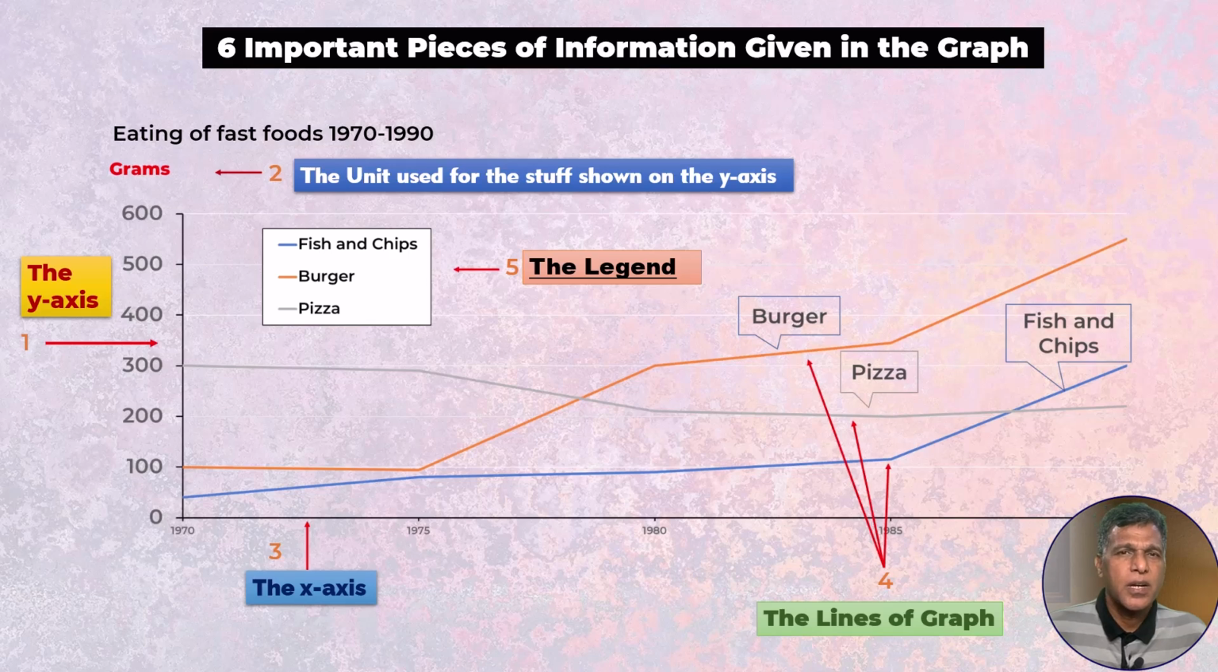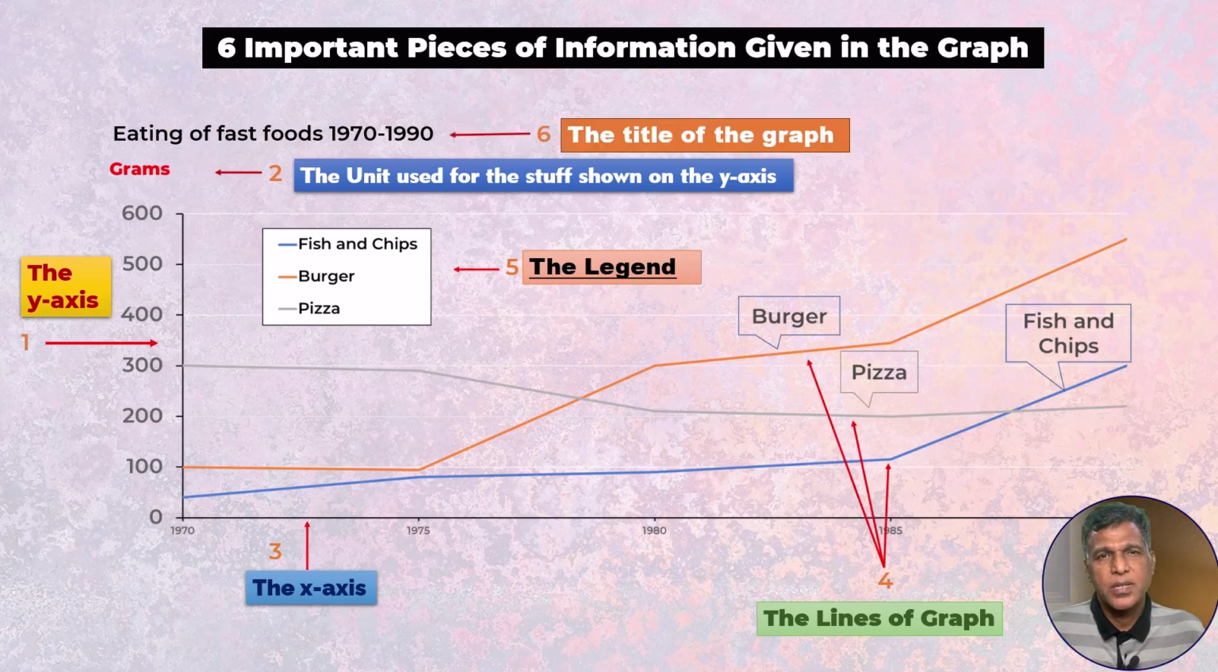After that, the last piece of information is the title of the graph. The title tells us about fast food, consumption, and the time period. So, these are the 6 most important pieces of information in the line graph: the y-axis, the unit, the x-axis, the lines, the legends, and the title. Remember, when you write your introduction, these 6 things are very important.